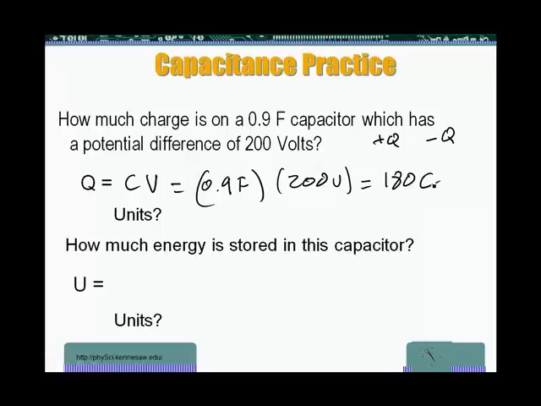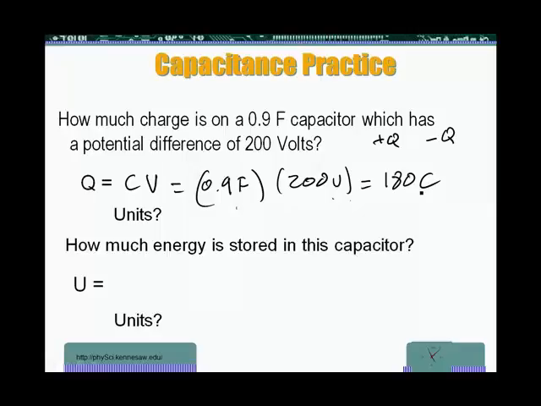The unit for charge is coulombs. Farads times volt is coulombs. Unit of capacitance, farad. Unit of voltage, volts. Farads times volts is coulombs.